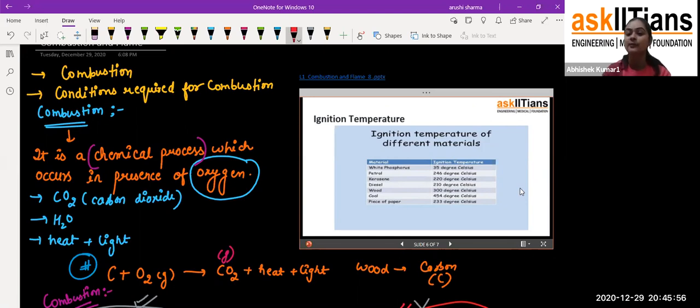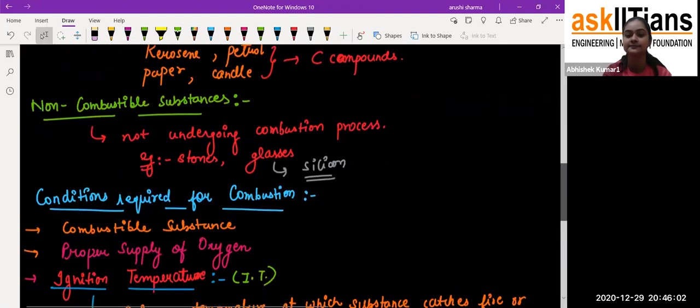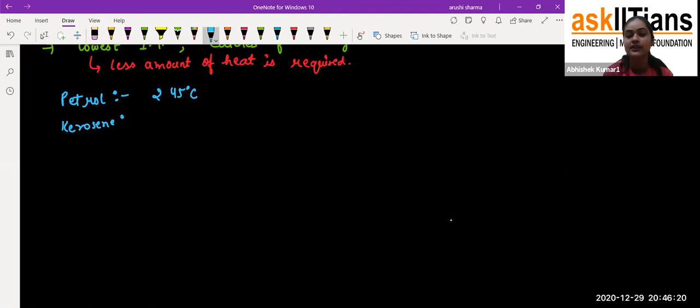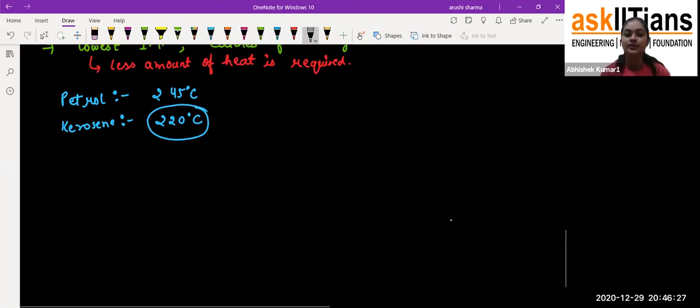If we talk about petrol and kerosene, petrol, as I have already shown you, will require 245 degrees Celsius, whereas kerosene will require only 220 degrees Celsius. That means the ignition temperature of kerosene is less. If I show you here, the ignition temperature of kerosene is less than the ignition temperature of petrol.